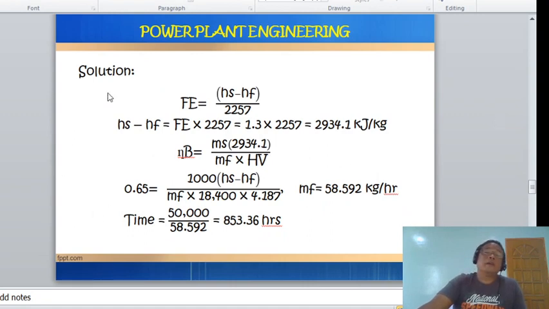Okay, solution. Knowing the factor of evaporation, the change in enthalpy now is equal to 1.3 multiplied by 2257. So that is 2934.1. And then using the formula for the boiler efficiency, we can easily determine the mass of fuel required per hour. So the mass of fuel now is equal to 58.592 kilograms per hour. The time to consume the coal inside the bunker, of course, is the 50,000 capacity of the bunker divided by the amount of coal required per hour. So the time required to consume all the coal inside the bunker is 853.36 hours. Okay?